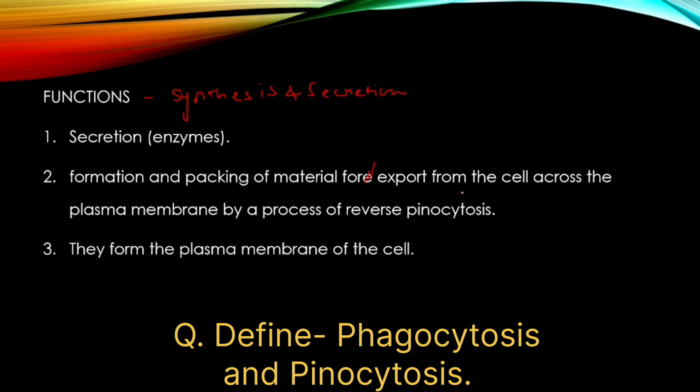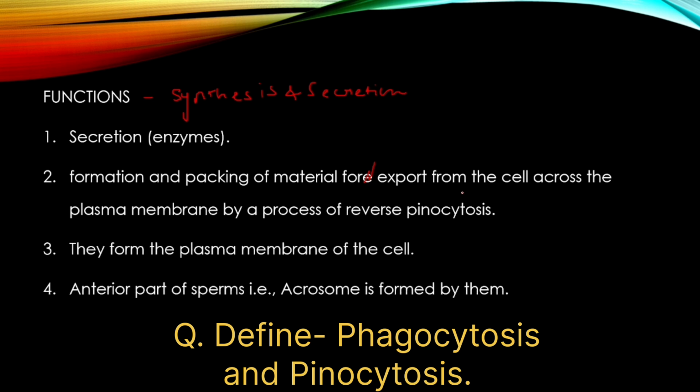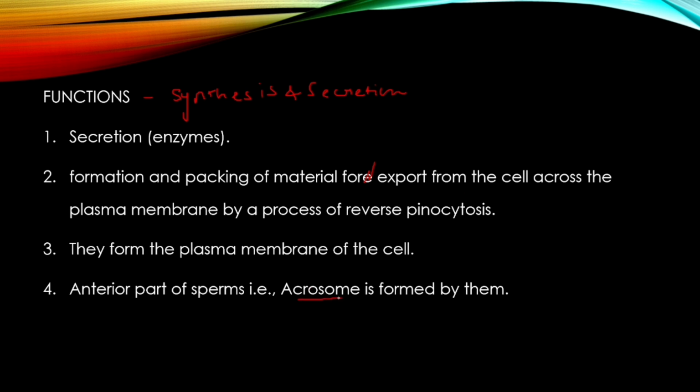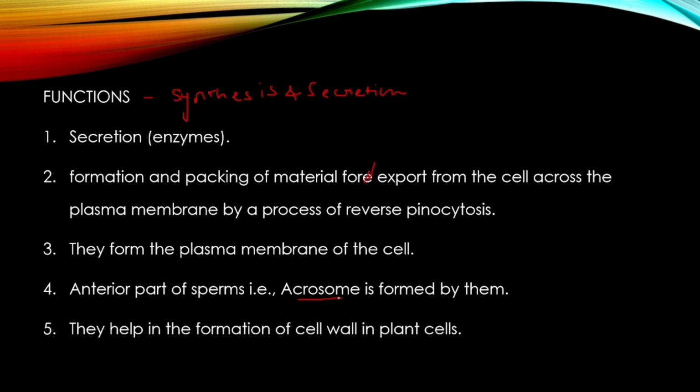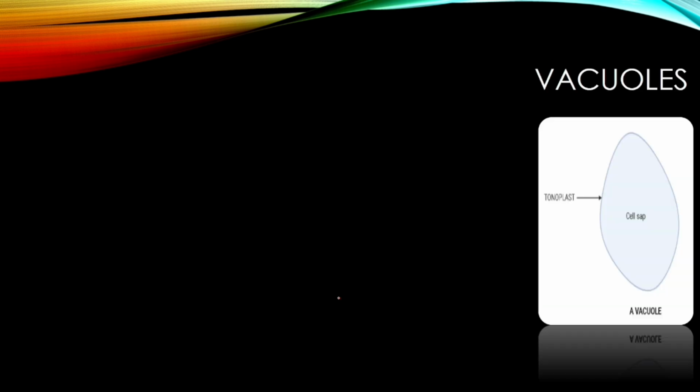They form the plasma membrane of the cell. The anterior part of the sperm, that is the acrosome, this is important. Acrosomes are formed by Golgi apparatus. This question can be asked in the MCQ. Then they help in the formation of cell wall in the plant cells. They help in the synthesis of various components of the cell wall and help in the deposition and transfer of these components at the corner part of the cell. So it helps in the cell wall formation.